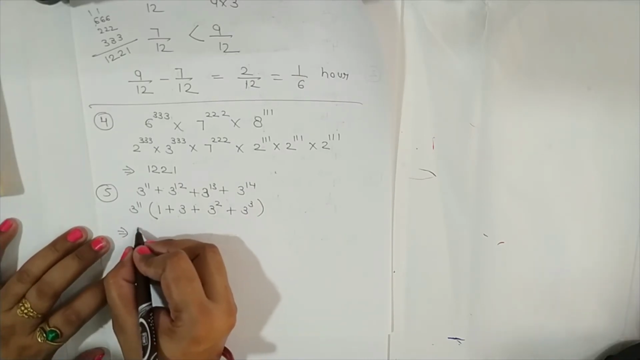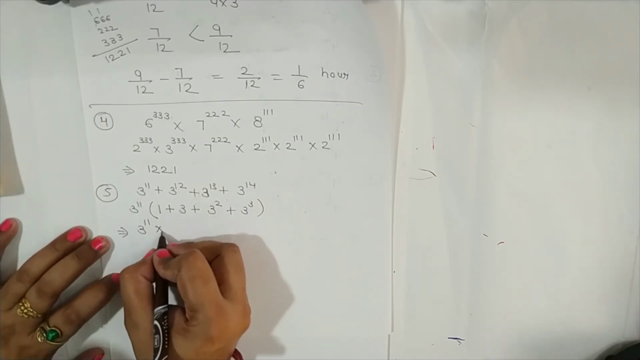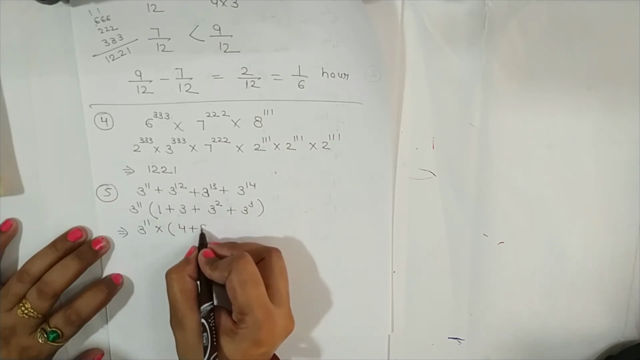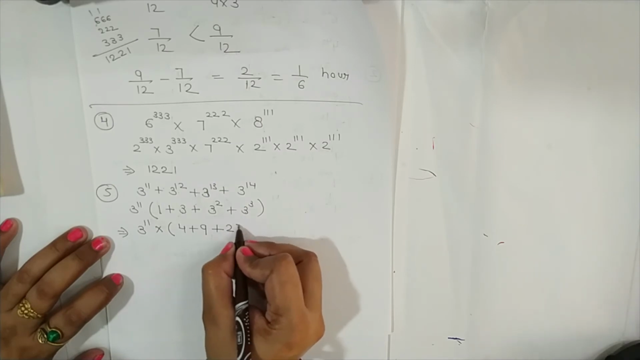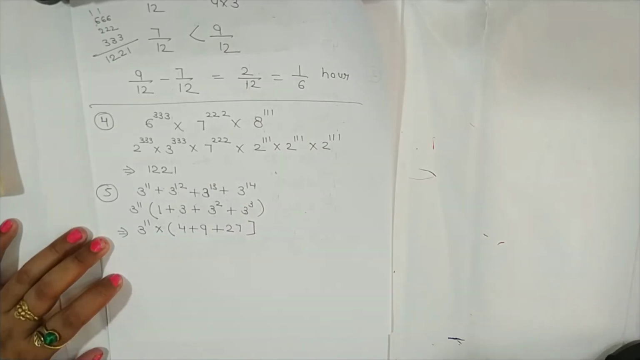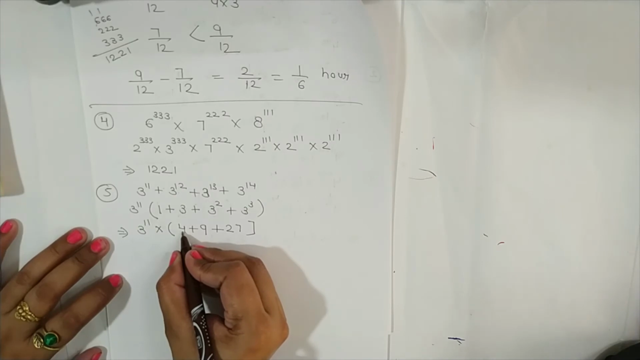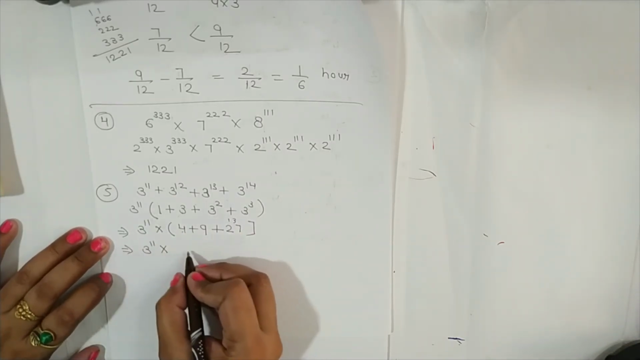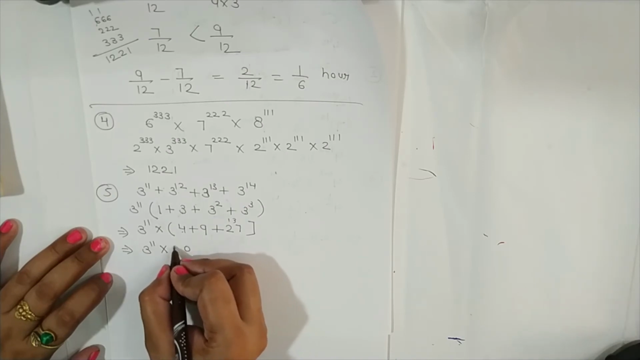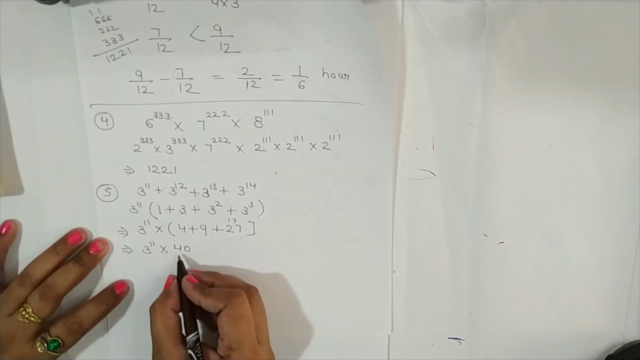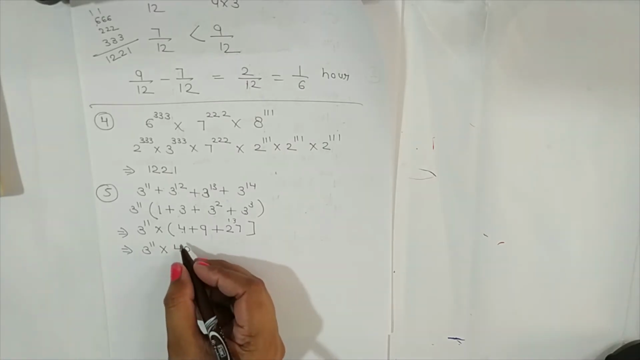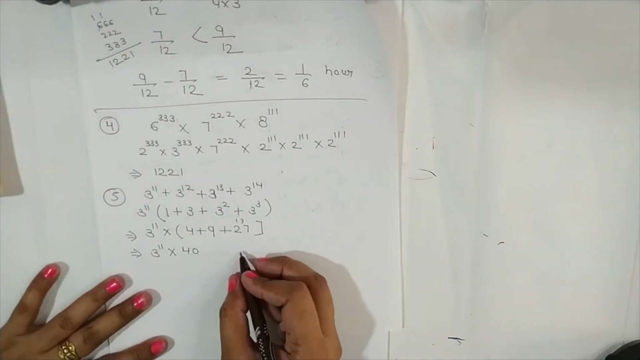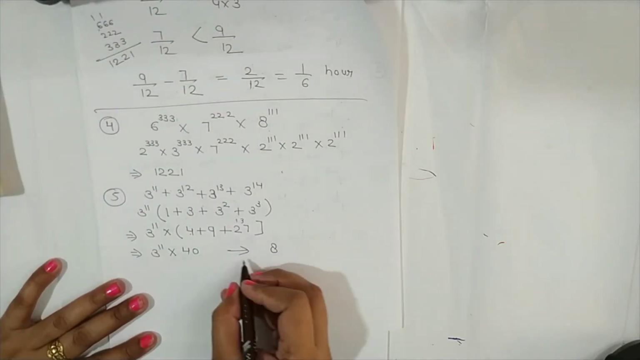Now we have to simplify, so 3 to the power 11 into 1 plus 3, 4, then 3 squared is 9, then 27. Then 9 plus 4, 13, then it will be 40. So 40 is divisible by what? 7? No. 8? Yes. So option B is correct. It is divisible by 8.